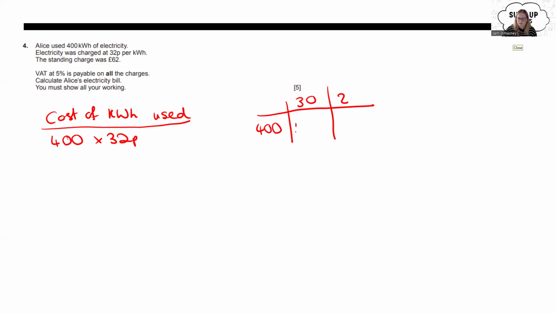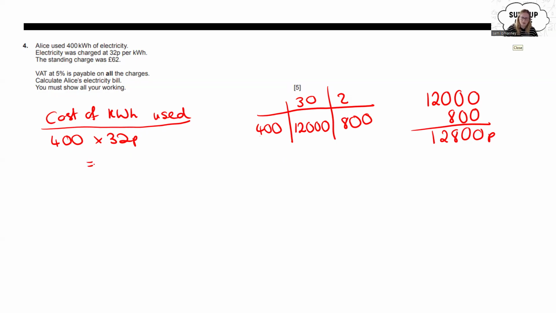So 4 times 3 gives us our 12, and then the zeros. 4 times 2 is 8. Then add those up together. So 12,000 and then 800. And there we go. That is currently in pence. If you want it in pounds, which I do recommend, divide by 100.